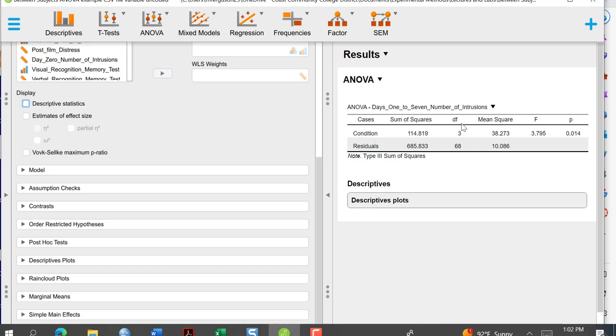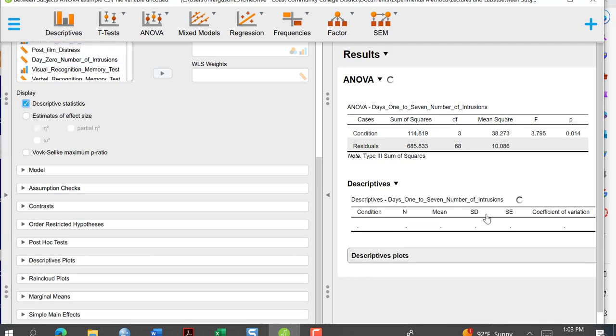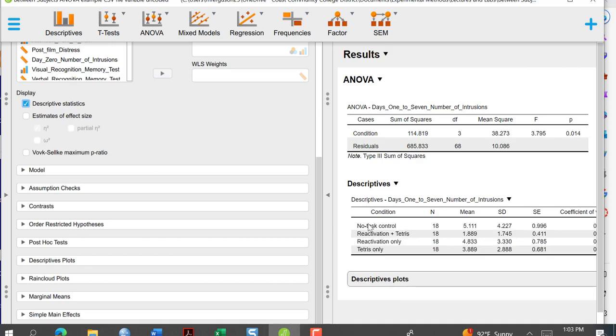But wait, we don't have any means or standard deviations or standard errors. We could go up to descriptives and calculate that, but we can also just come here and click this little descriptive statistics box, and we'll see it populate right here. And see, it's much better to have these names than to have simply numbers, right? You might also be interested at some point in estimates of effect size. We're not going to worry about that for this class. But since we had significance, we can look here and see, okay, the mean for reactivation plus Tetris is lower than all 3 of these. But is it significantly different than all 3 of these?